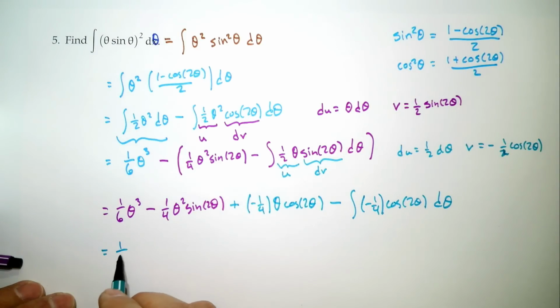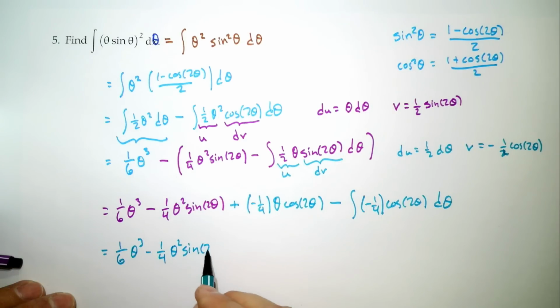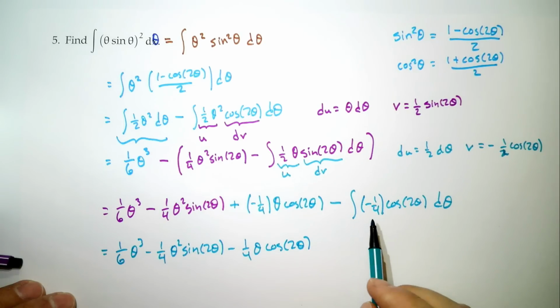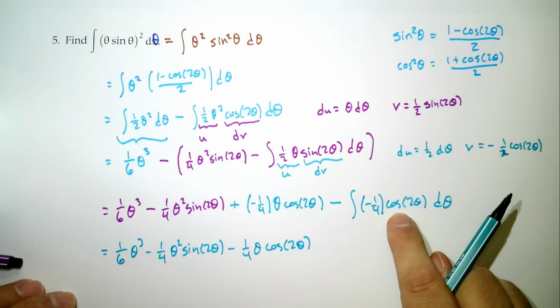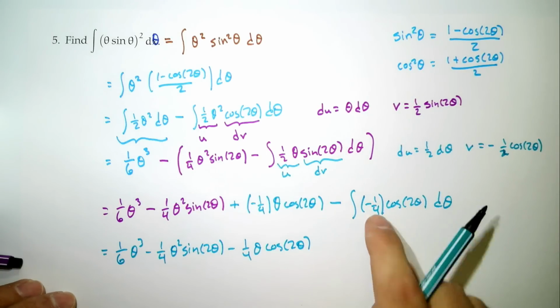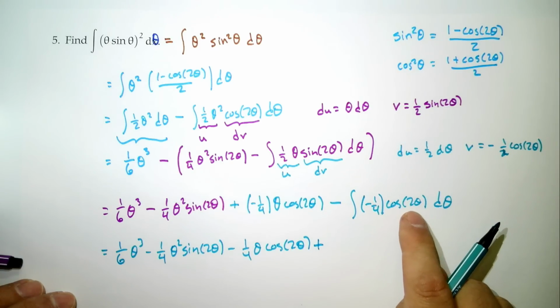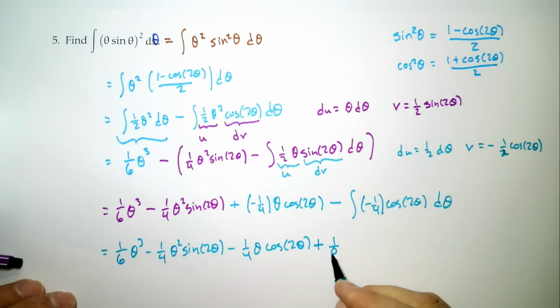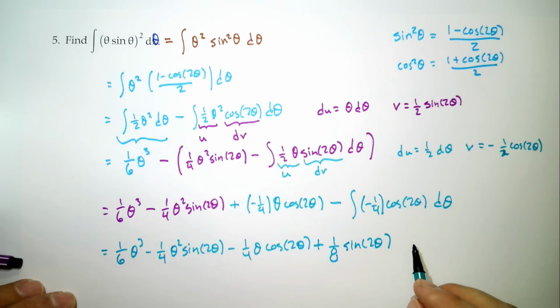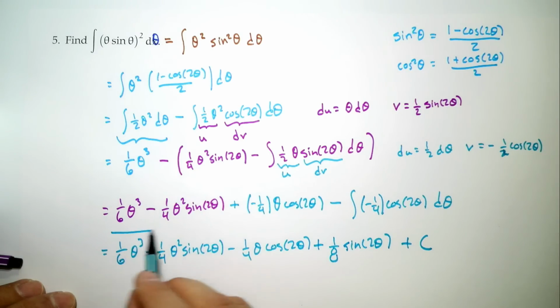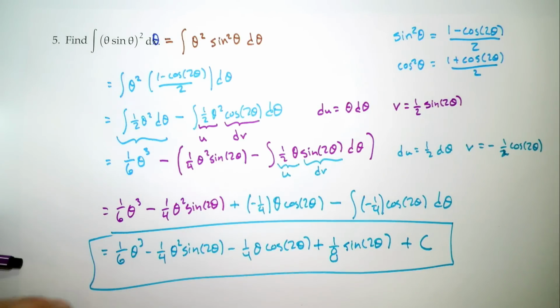So we're almost there. 1/6 theta cubed minus 1/4 theta squared sine of 2 theta minus 1/4 theta cosine of 2 theta. And then we just have to keep track of our signs. So the integral of cosine is positive sine. So we have minus, so that's going to be a plus. We had a 1/4. When we integrate cosine 2 theta, we're going to have another 1/2, so giving us 1/8 sine of 2 theta, and because we want all the points, a plus c. And we're good. So this one was integration by parts twice, and we're okay.